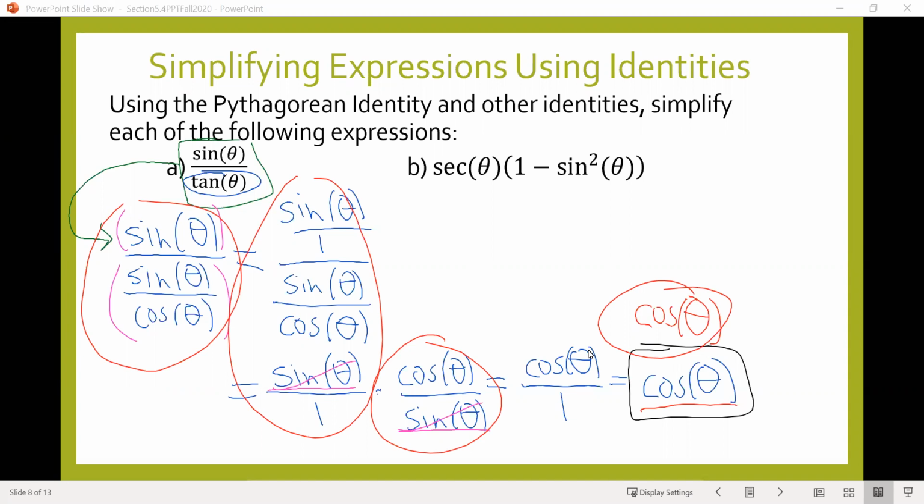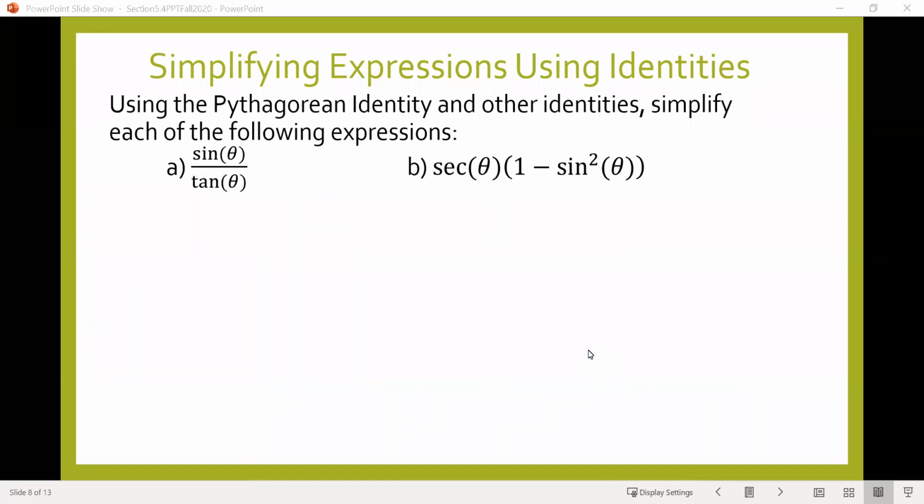All right, let's look at the second one now. The secant of theta times 1 minus sine squared of theta. And we'll again want to use our trick of rewriting this in terms of sines and cosines. So we first of all know that secant of theta is the same as 1 over cosine.